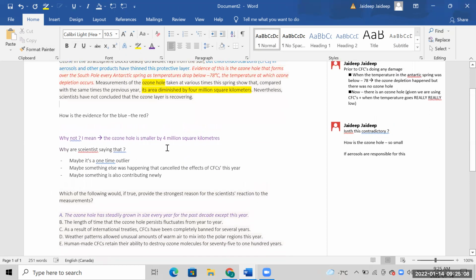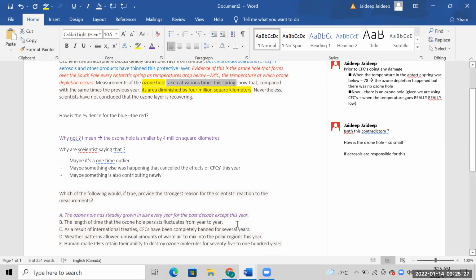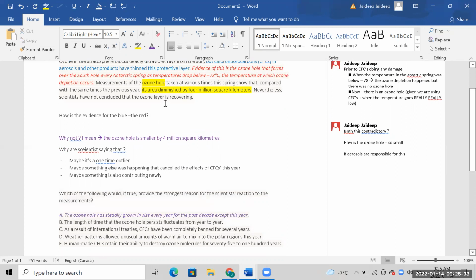The length of time that the ozone hole persists. Measurements taken at various times this spring show that compared with the same times the previous year. So you're comparing year to year. Yeah. So why is it when you compare year to year?